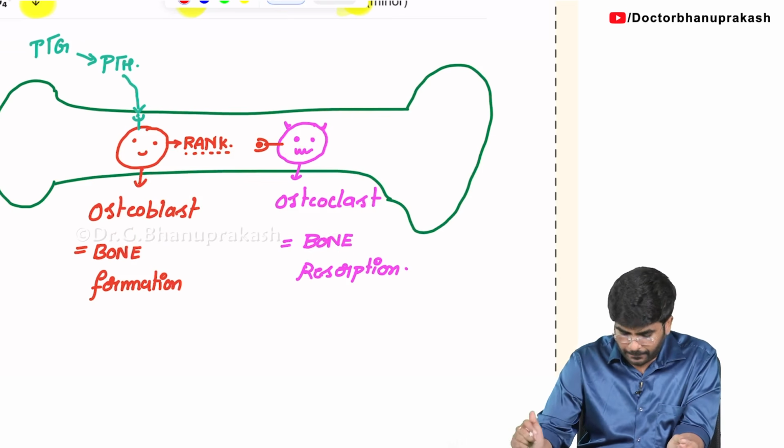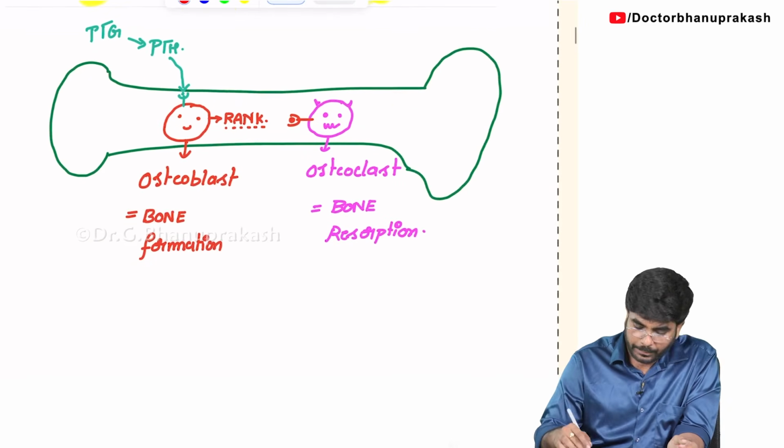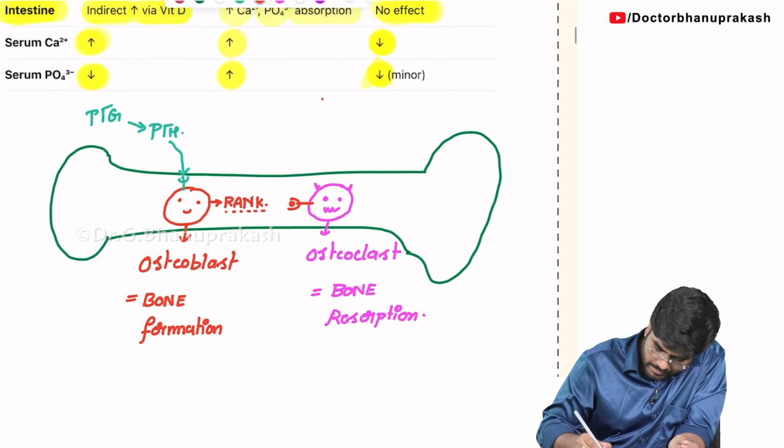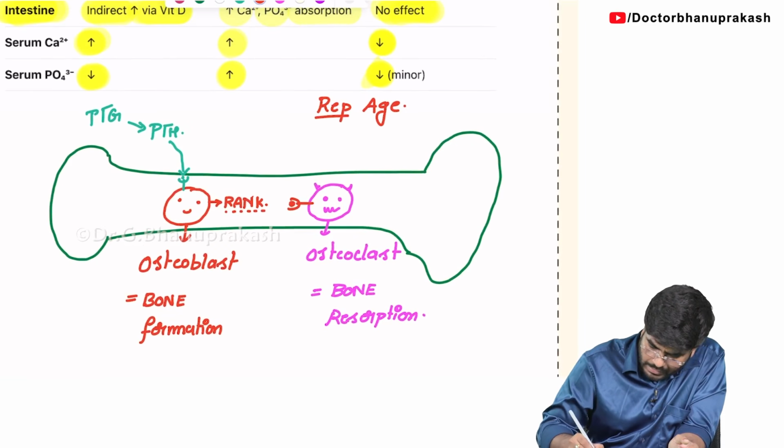Okay. Now, see, in a reproductive age group female, in her body, there are good amounts of estrogens.